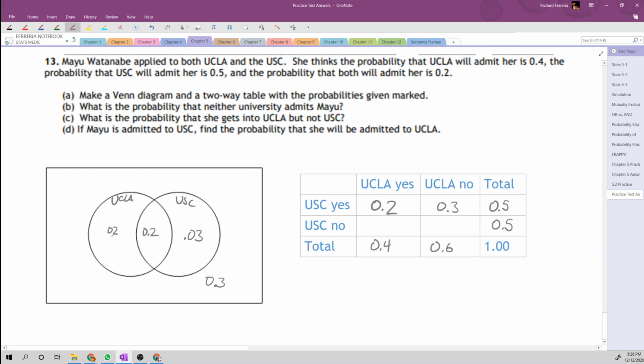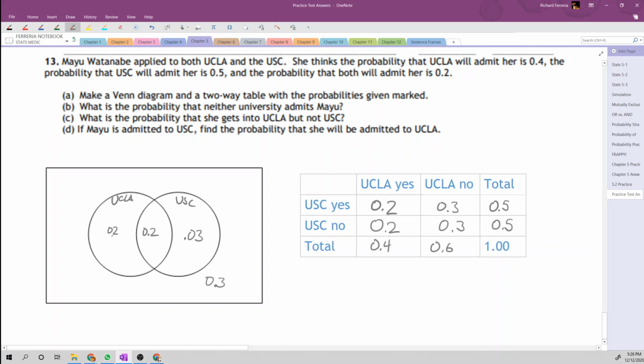Coming down this row, the probability that UCLA and USC admits her is 0.2. The total probability that UCLA will admit her is 0.4. So over here, for UCLA yes and USC no, that's got to be 0.2, because these two interior numbers need to add up to the marginal total. Likewise, in the UCLA no column, 0.3 and this number here have to add up to 0.6. So that gives me a 0.3 here. Notice how the numbers are the same in both of the charts.